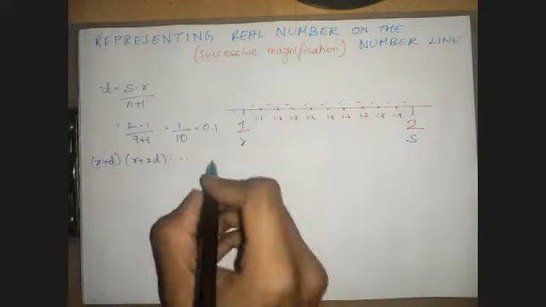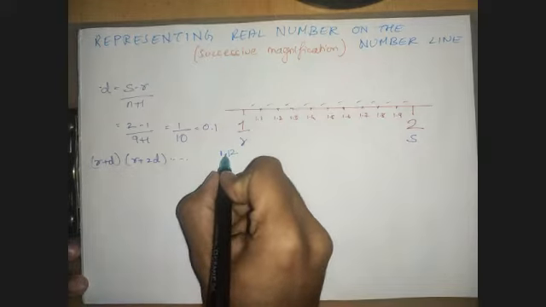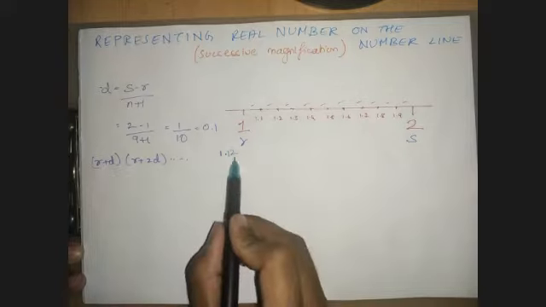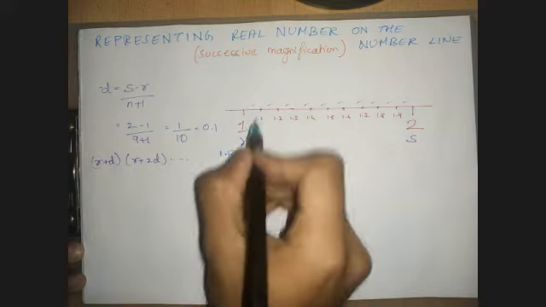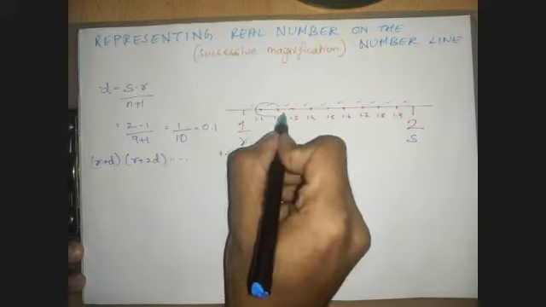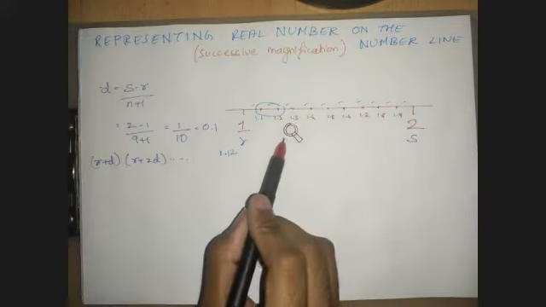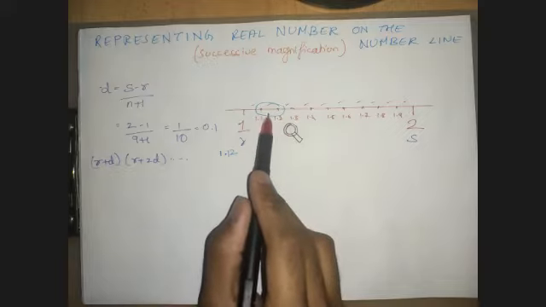Let me suppose I wanted to represent 1.12. So how do I represent it? I know it lies between 1.1 and 1.2. So what I do is I magnify this part. How do I magnify? I use a magnifying glass. I use this to magnify this part of the area.